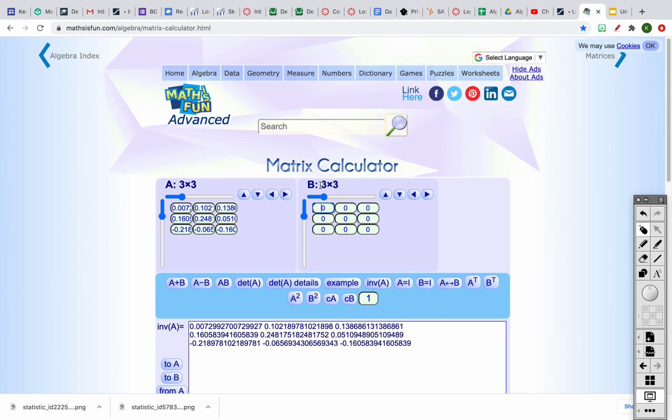So if you notice, it's not going to be a 3 by 3, it's going to be a 3 by 1. So you need to make sure that your rows are correct. Then you need to type in 60, -12, -52. Then there's this button here that says AB.